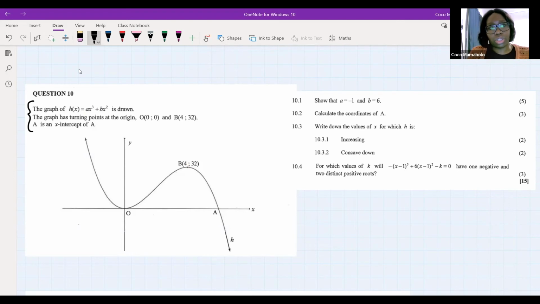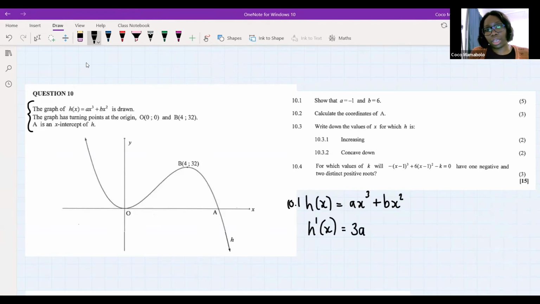So we're going to look at, is it h of x? Yes, h of x, this is 10.1. We're going to look at h of x is equal to ax cubed plus bx squared, right? And we're going to find the derivative of that. So we're going to go h dash of x is equal to 3ax squared plus 2bx.